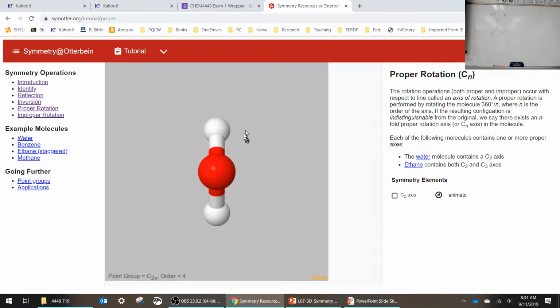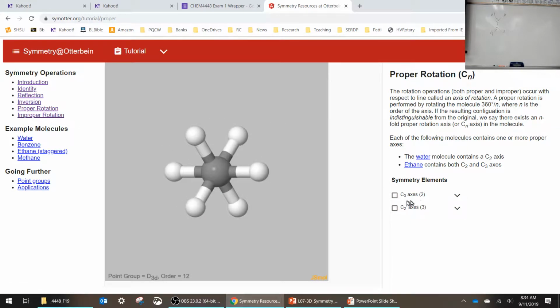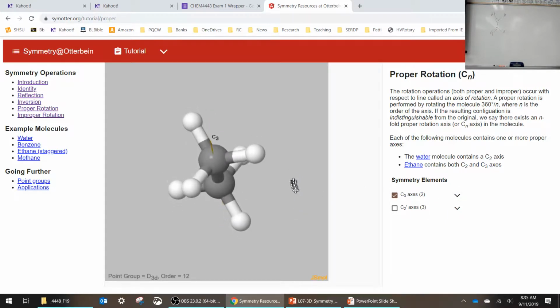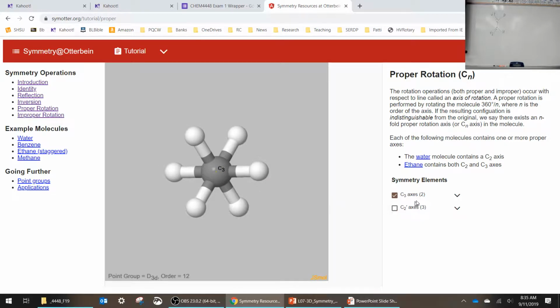Let's do proper rotation. Let's use the same molecule. So here we're looking down. Can you see the threefold symmetry in that molecule? If I rotate it 1/3 of a turn, 120 degrees, then the hydrogens will move to the next spot where there's a hydrogen. So here's the C3 axis coming straight out of the board. Let me tilt it a little bit so you can see that axis.